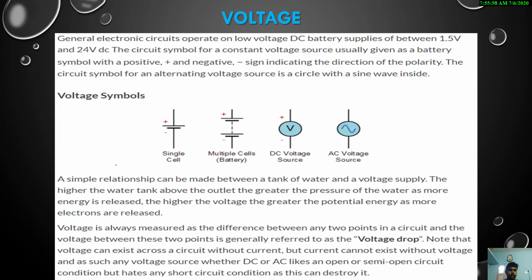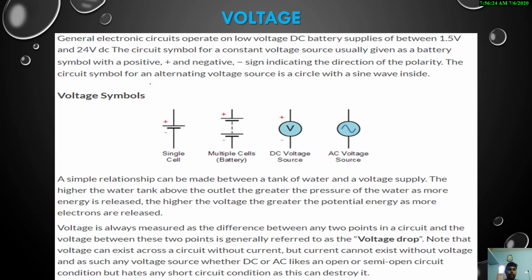The next is that general electronic circuits operate on low voltage, that is DC battery supplies of between 1.5 volt and 2.5 volt DC. The circuit symbol for a constant voltage source is usually given as a battery symbol with a positive and a negative sign indicating the direction of the polarity.